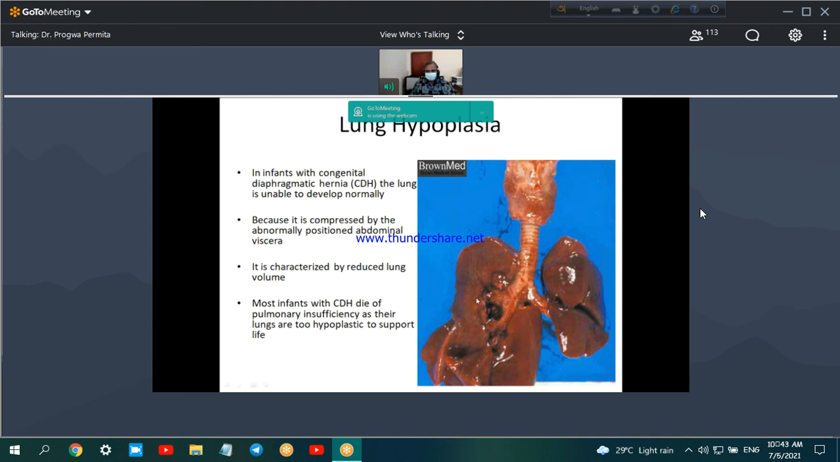This is lung hypoplasia. In infants with congenital diaphragmatic hernia, the lung is unable to develop normally. It is a hypoplastic lung because it is compressed by the abnormally positioned abdominal contents, and it is characterized by reduced lung volume. Most infants with congenital diaphragmatic hernia die of pulmonary insufficiency as their lungs are too hypoplastic to support life.